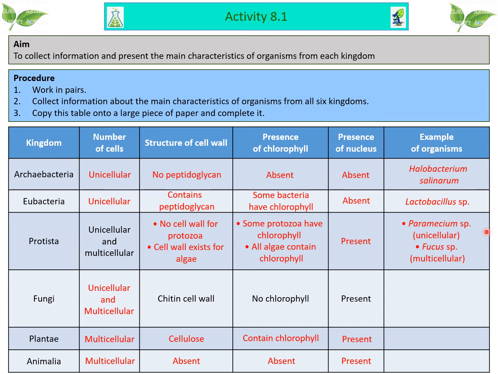Protista: Paramecium is a unicellular organism, and Fucus is a multicellular organism. Fungi: Saccharomyces cerevisiae, which is yeast, is a unicellular organism, and Agaricus is a multicellular organism. Then Plantae is Bougainvillea, and Animalia is Elephas maximus. This is the species of elephant, the Asian elephant.